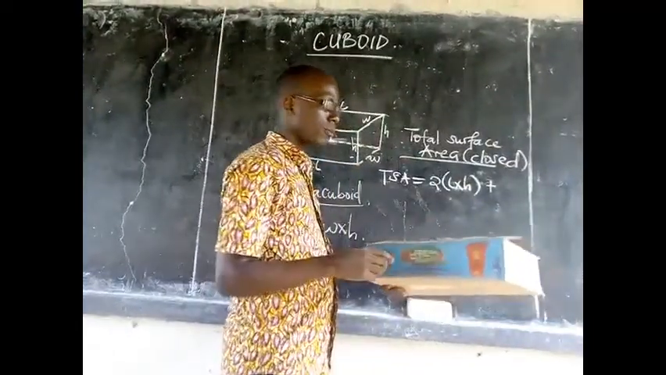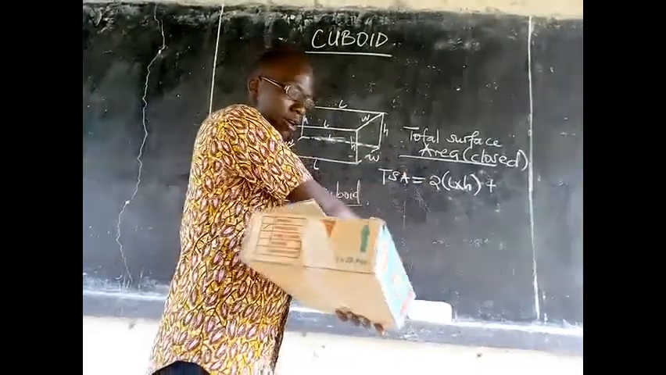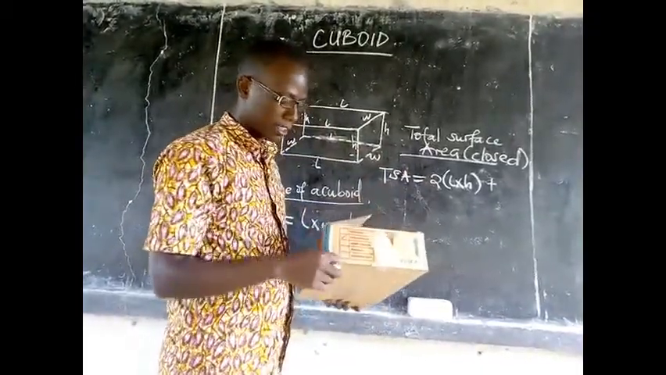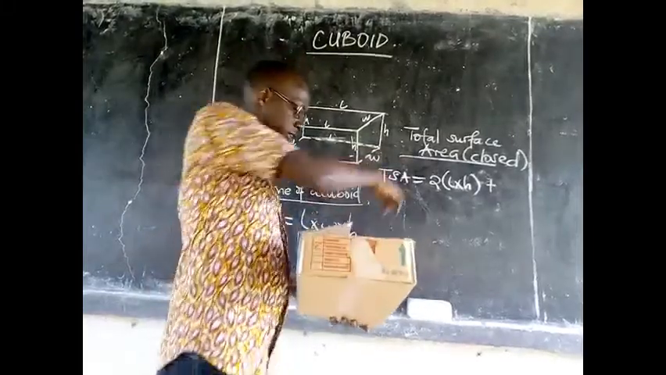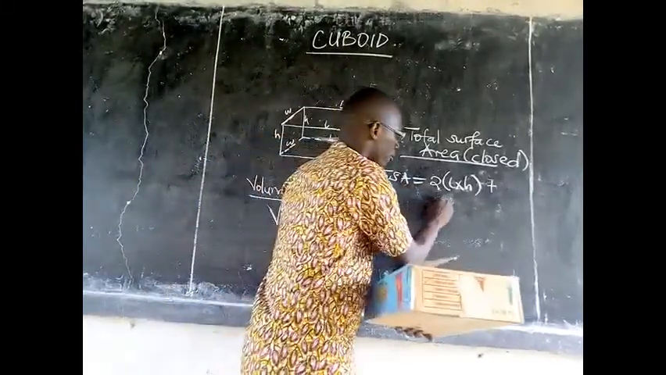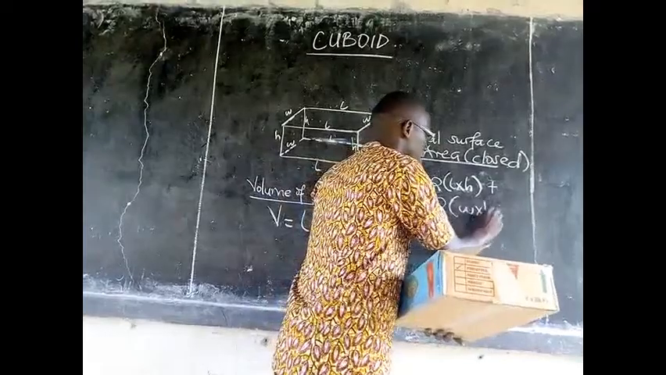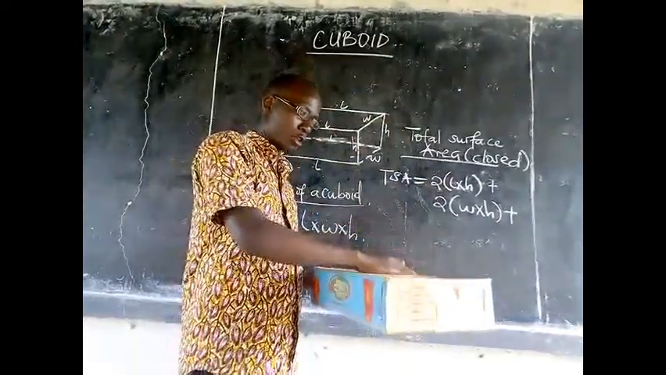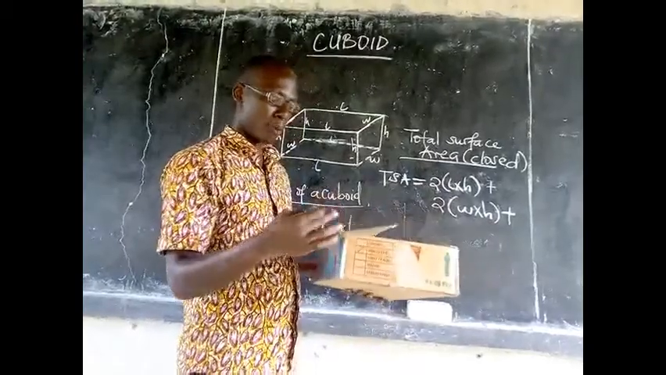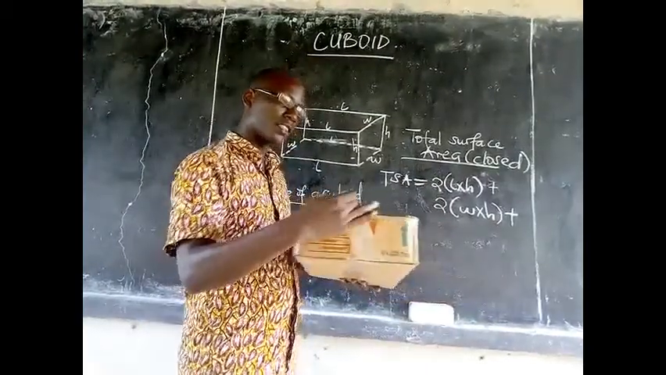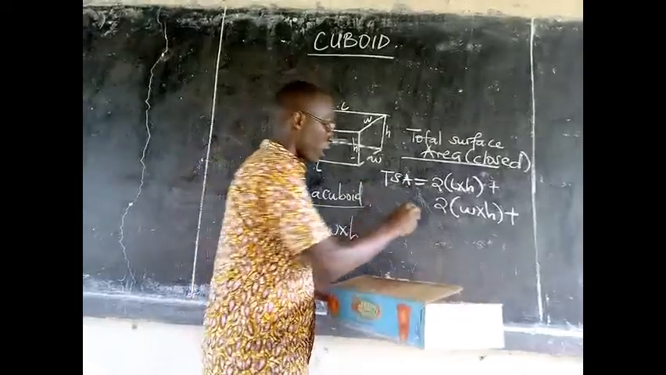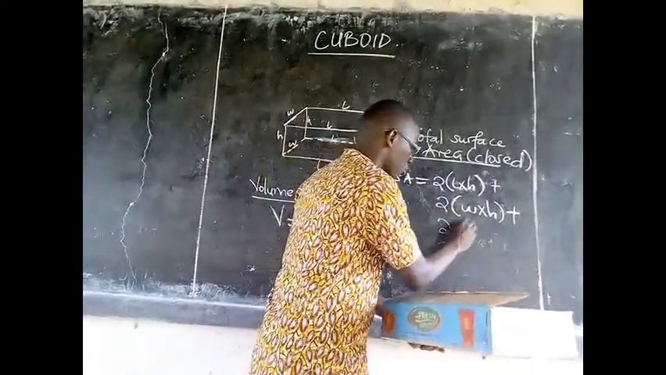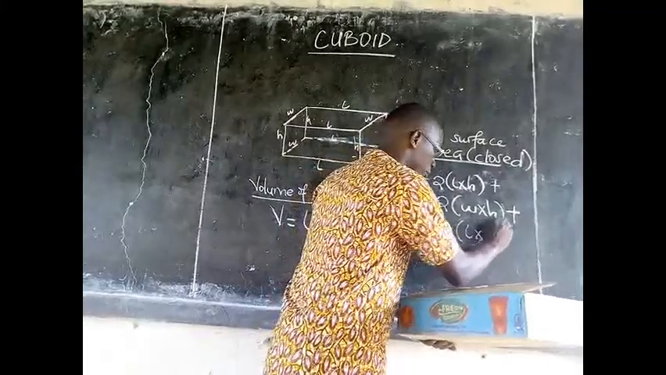Plus, now this one is same as the one behind here. So if this one has the width, it has the height. But there are 2. This one is similar to the one behind here. So we shall have 2 into W times H. Then plus. We are left with the top and the bottom. Remember, the top has a length, it also has the width. So meaning that we are going to have, and remember this one is the same as this. So we are going to have 2 into length times width.